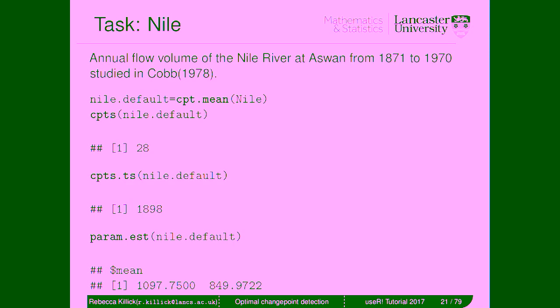So the question is, can I clarify what cpts and cpts.ts do? Basically, the Nile data here, when you input it, is a TS object, so it's stored as a time series object inside R. What cpts does is give you the index of where the change point was found. So it's time point 28. And then cpts.ts basically says, well, time point 28, what is that value in the TS object? And that is 1898.